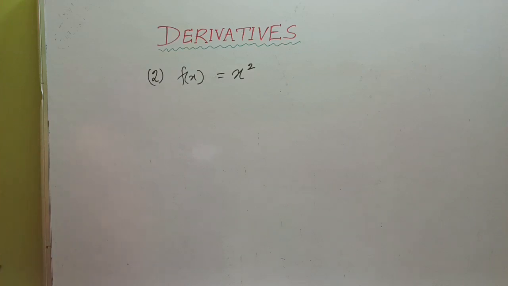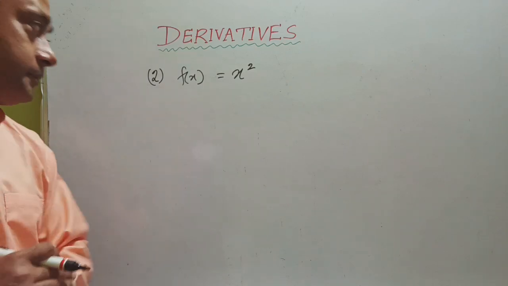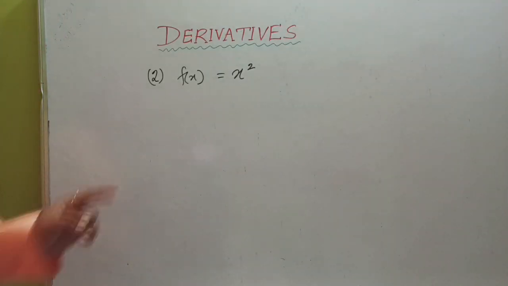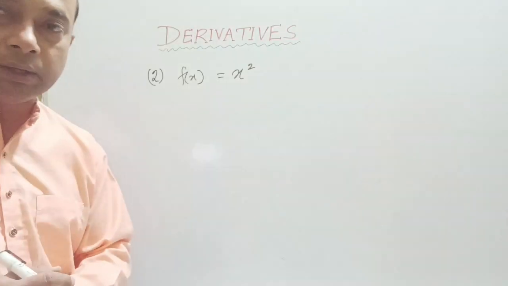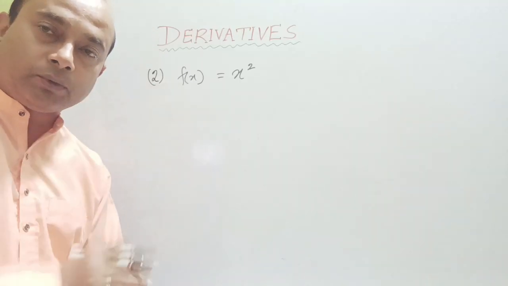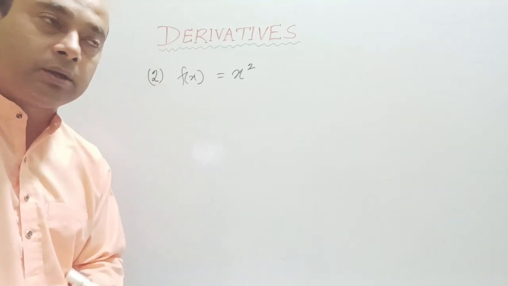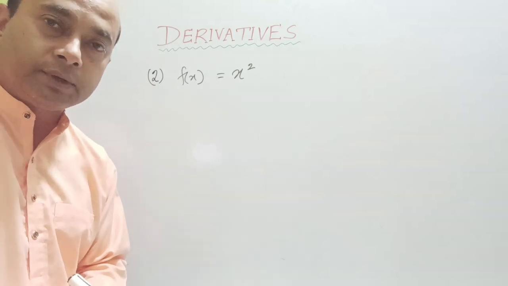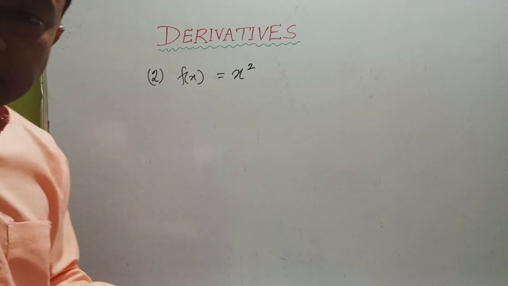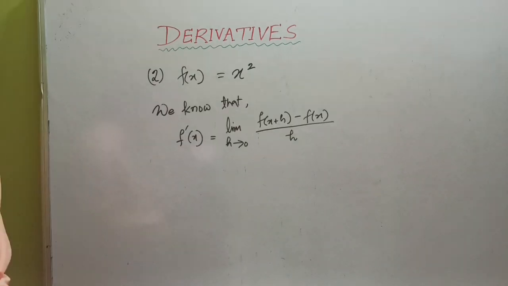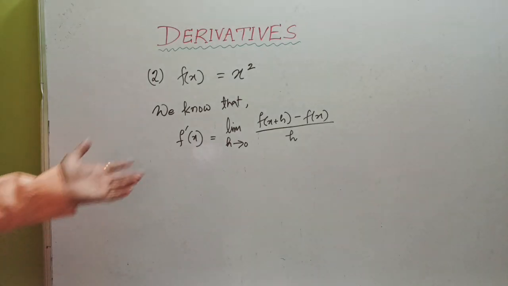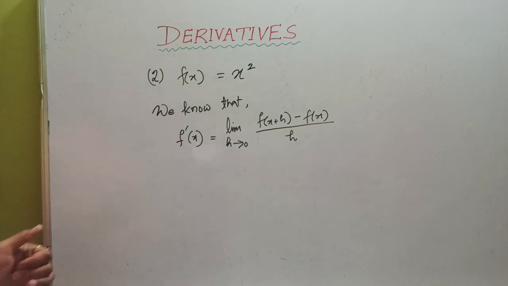Second example, we have taken a parabolic function, right? f(x) equal to x square. That means y equal to x square. Y equal to x square is what kind of parabola? It is an upward parabola. We have discussed this in conic sections, right? So f(x) equal to x square, and the beginning is the same. What is the beginning? We know that, and this beginning remains the same in all the problems.